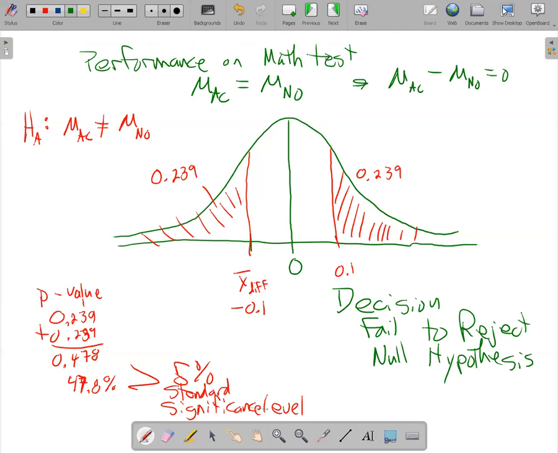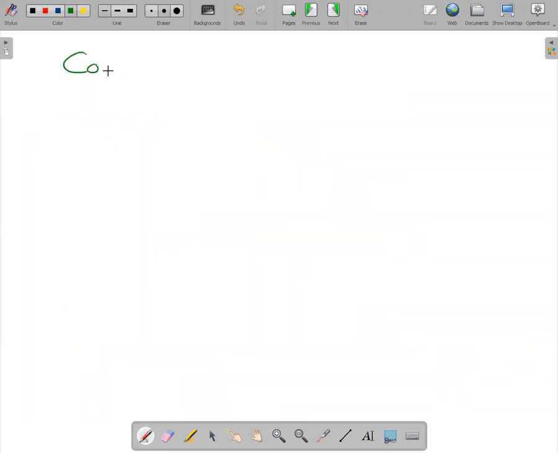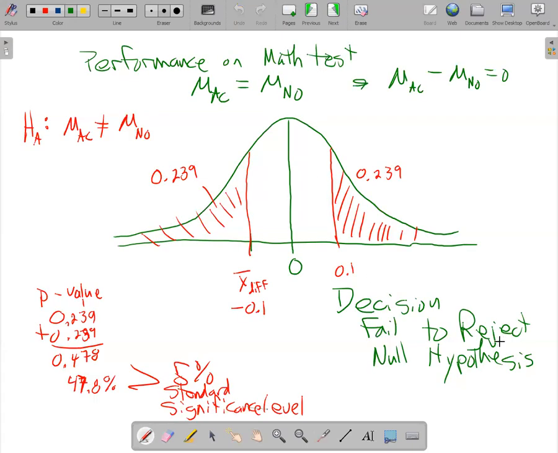All right, so that's the decision. Let's write a conclusion, and then we're going to say what the p-value means. And the p-value is the harder one. So what is our conclusion? Remember, conclusion is a press release. Okay, let's see. So I got to go back and think about this. We fail to reject. That means the data supports the null, and the null hypothesis says there is no difference in performance.